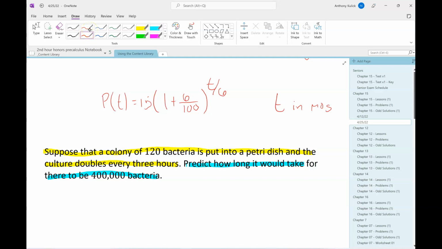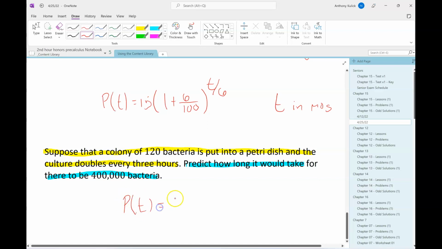Okay. Pretty clearly a population situation, because we're talking about organisms reproducing. Everybody cool with that? Pretty clear that I'd want to use the population model here. What is the P naught in this situation? The initial amount, 120. Okay. So then I have my 1 plus R over T, or R over 100. What is the R in this situation?